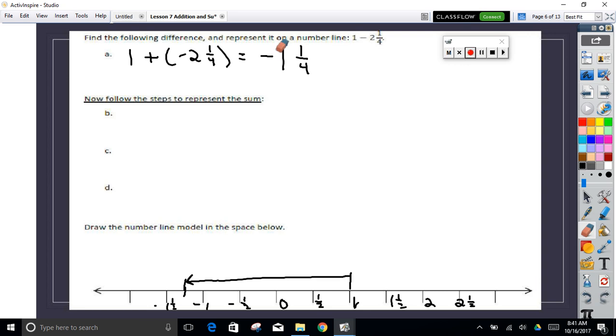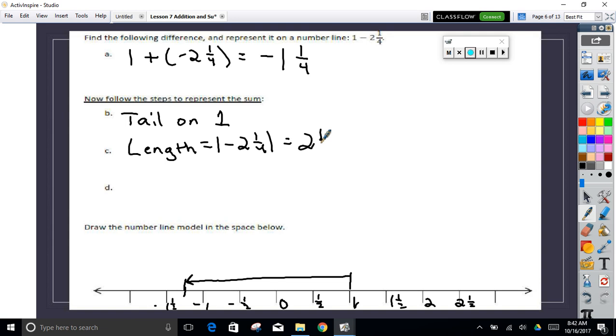Okay, the steps, this is if you were to write out the steps, you would place, let's do this the shortest way possible, the tail of the arrow. Let's just say the tail on 1. Length is the absolute value of -2 and 1/4, which is just 2 and 1/4. And the last thing, the direction, is to the left. You could write it out in big long sentences if you want, but that's the general gist of it. You guys do pretty well with making number lines. Okay, any questions about anything I've done up there?